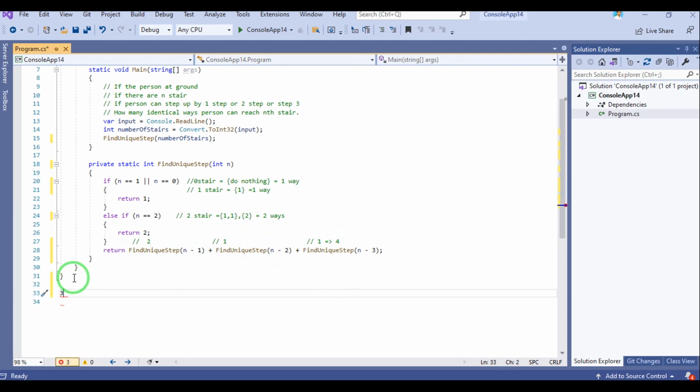So when there are 3 stairs, how many ways? 1, 1 and 1, then 1, 2, and this one, and the other one is 2, 1, and the fourth one is just take 3 steps at once. So total how many ways? 4. Agreed?